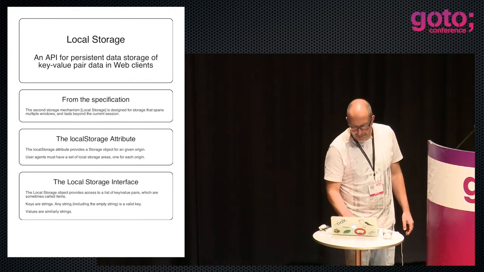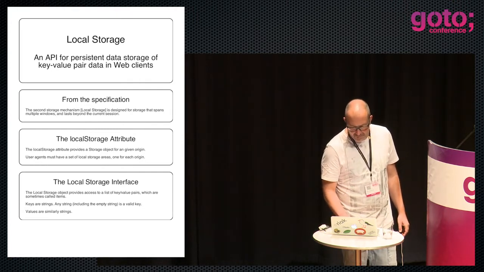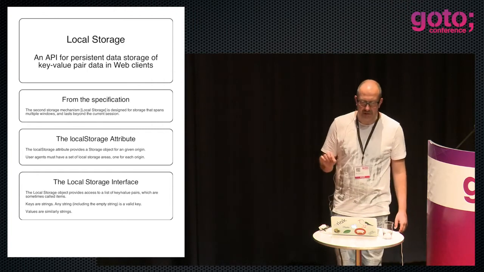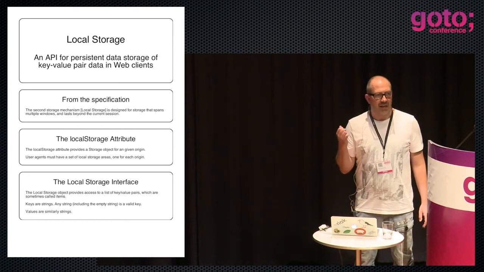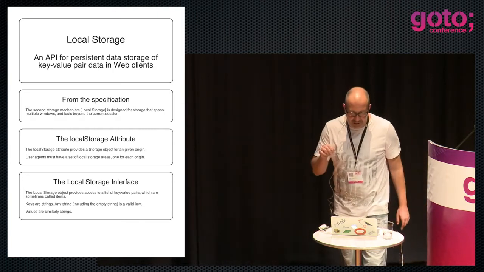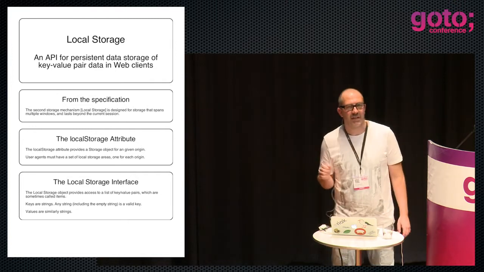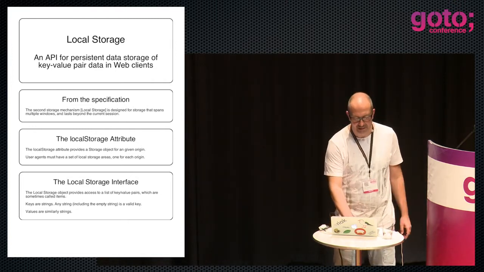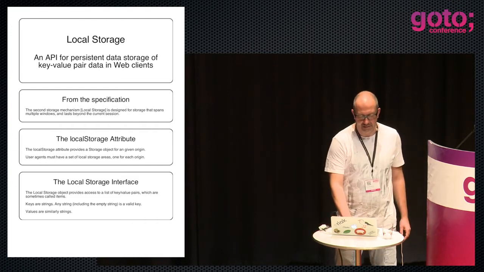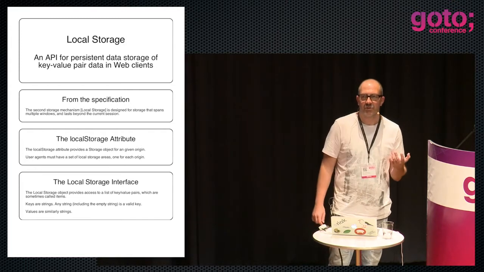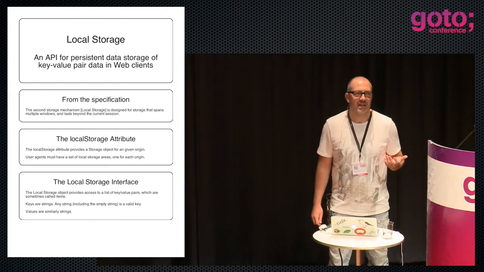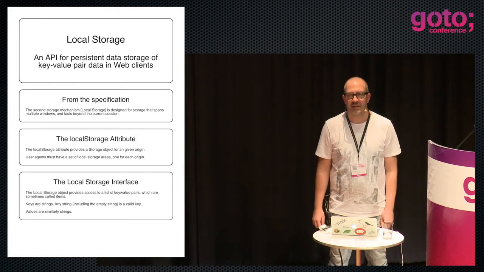This is an important part of it. The keys are strings. You can use a number, but it is converted to a string. Everything is converted to a string before it's used as a key. And similarly, values are strings. So if you have complex objects and you want to store them in local storage, you have to serialize them as JSON or something like that.